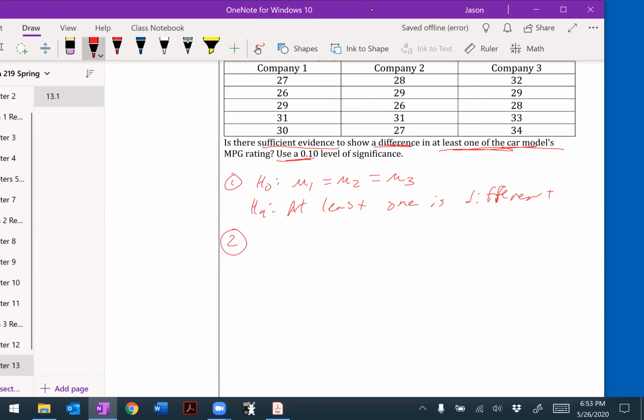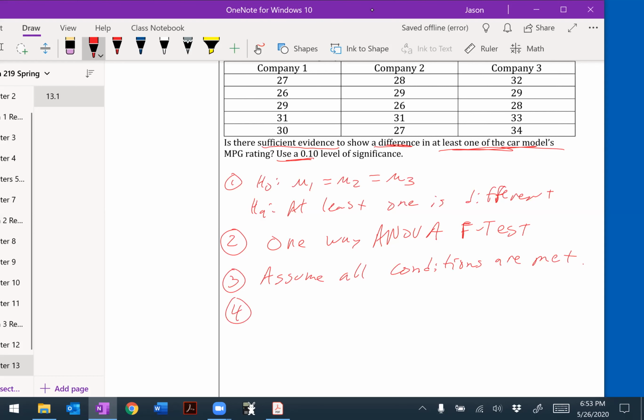Okay, number 2. What test are we using? We're using a one-way ANOVA, the F test. Number 3, are these independent? Are they random? We're going to assume all conditions are met.